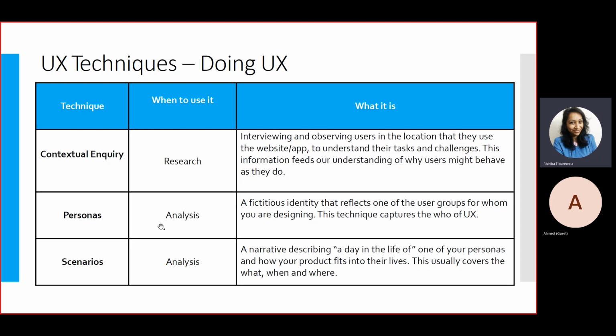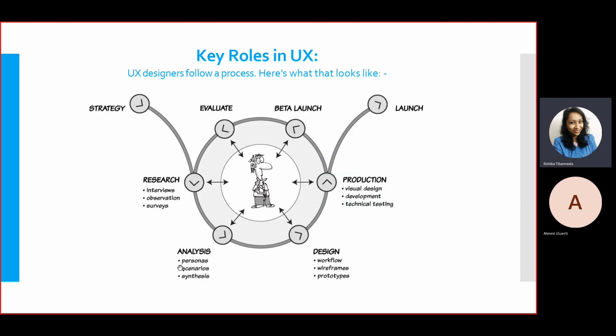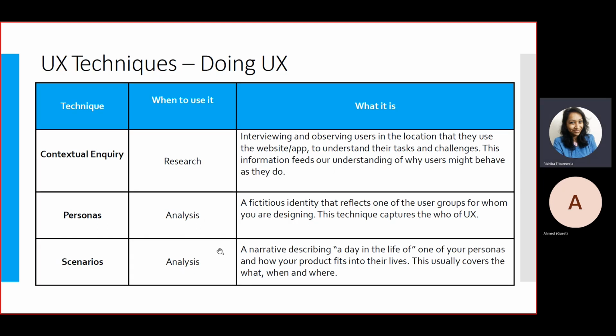So you have to understand your user, and for that you can create a fictitious identity as well. This fictitious identity reflects the original user but doesn't point exactly to it. Then we have scenarios. Scenarios are basically a day in the life of your fictitious personality. So a day in the life of a persona comes under the scenario, and this scenario is related to your product as well. How your product comes into the picture in their day-to-day life is covered in scenarios. So first you create the persona, then you create the scenarios.